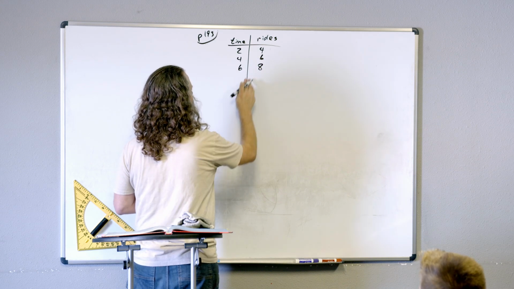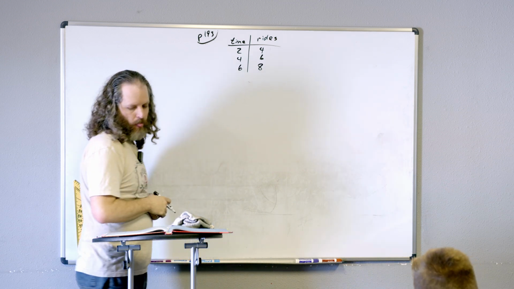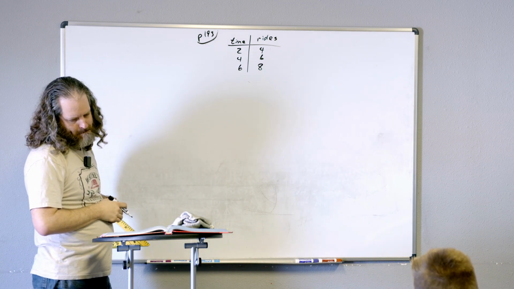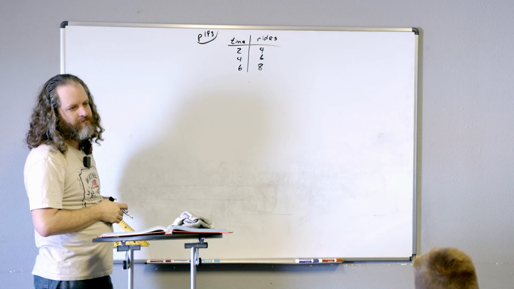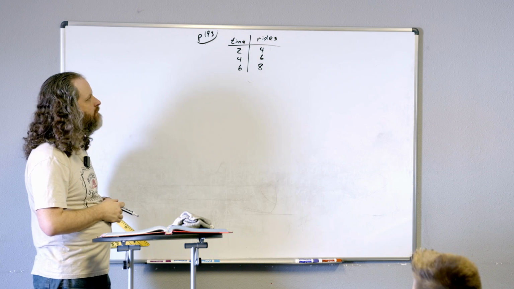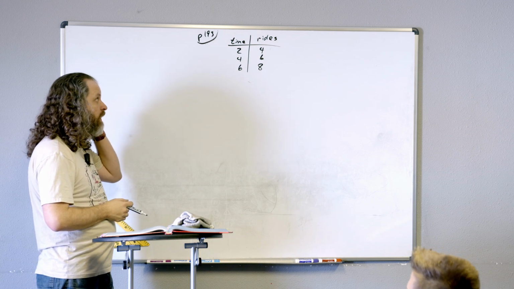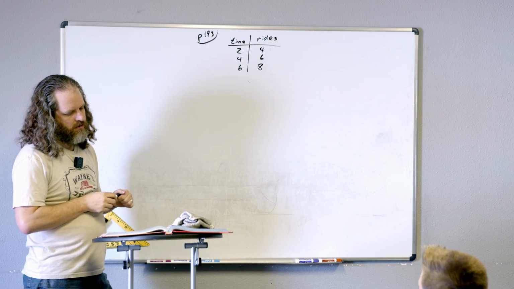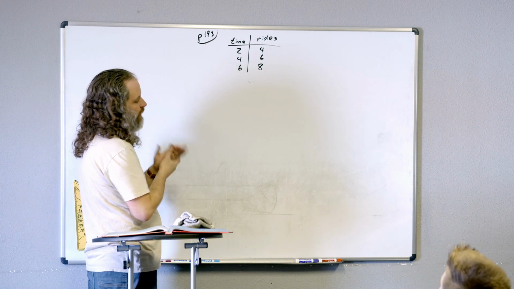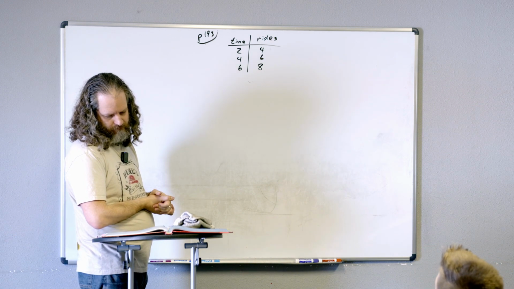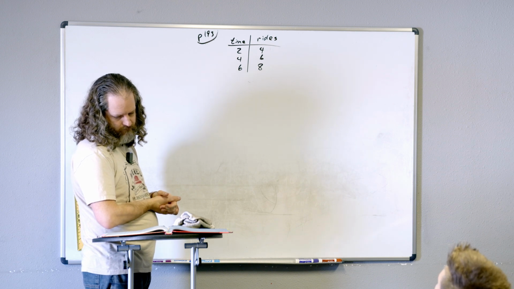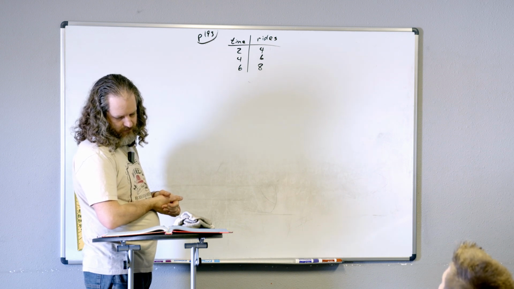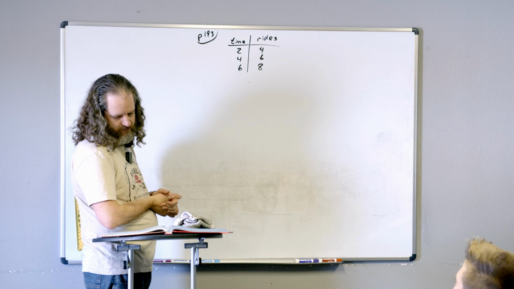8 rides, right? I just read it wrong because I thought 1 hour was 2 rides, 2 hours, 4 rides, 3 hours. So that's probably why I got it wrong. So, what do we do? I kind of think the key might be wrong.